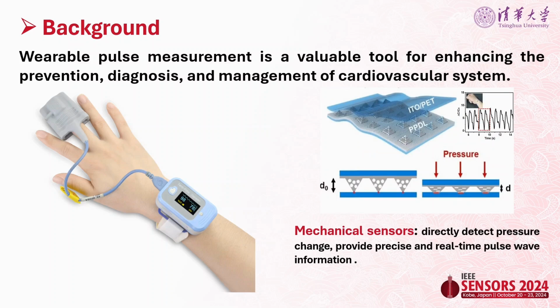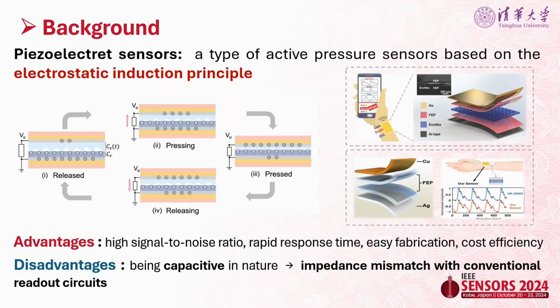This method can directly detect pressure change on the skin caused by the arterial pressure, providing real-time pulse wave information. Among mechanical sensors, piezoelectric sensors stand out as a type of active pressure sensors. They work based on the electrostatic induction principle, and they exhibit obvious advantages such as high signal to noise ratio, sensitivity, rapid response time, easy fabrication, and cost efficiency.